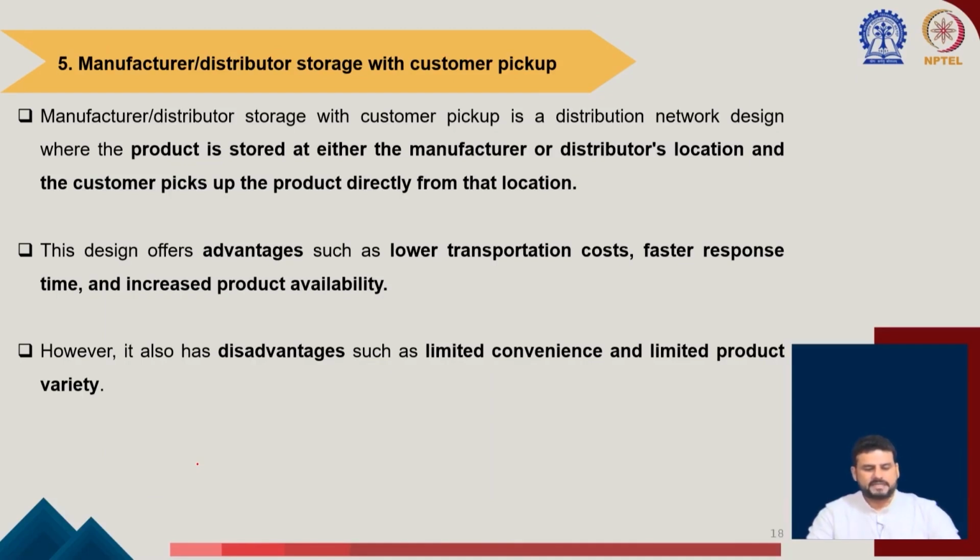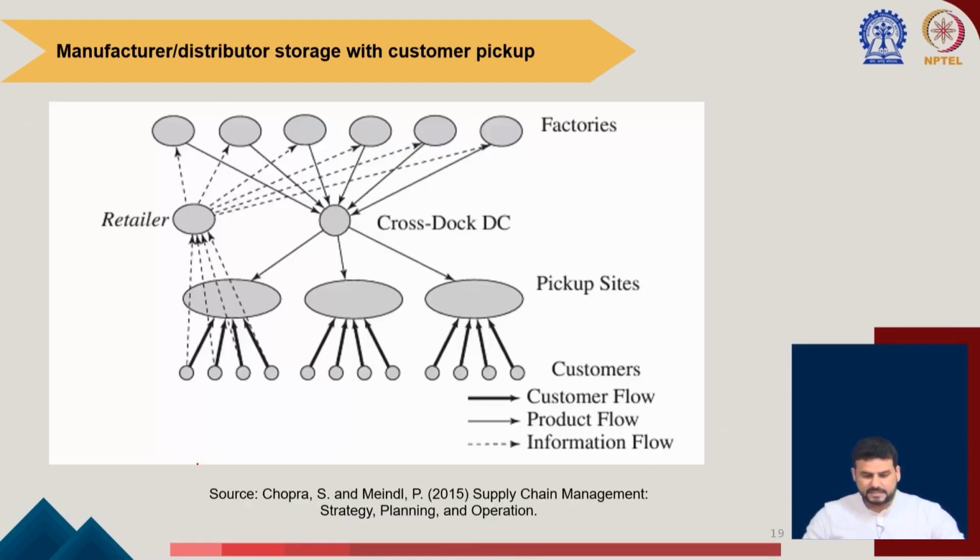The fifth option is manufacturer distributor storage with customer pickup. Now what will happen in this case? Here retailers are storing the inventory, they are doing the cross docking, and here we have some customer pickup sites. For Kharagpur there is one center in Kharagpur. Sometimes what is happening is customers are not available at their mentioned address. They never know whether they will be at home during that time, in office, or somewhere else in the market.